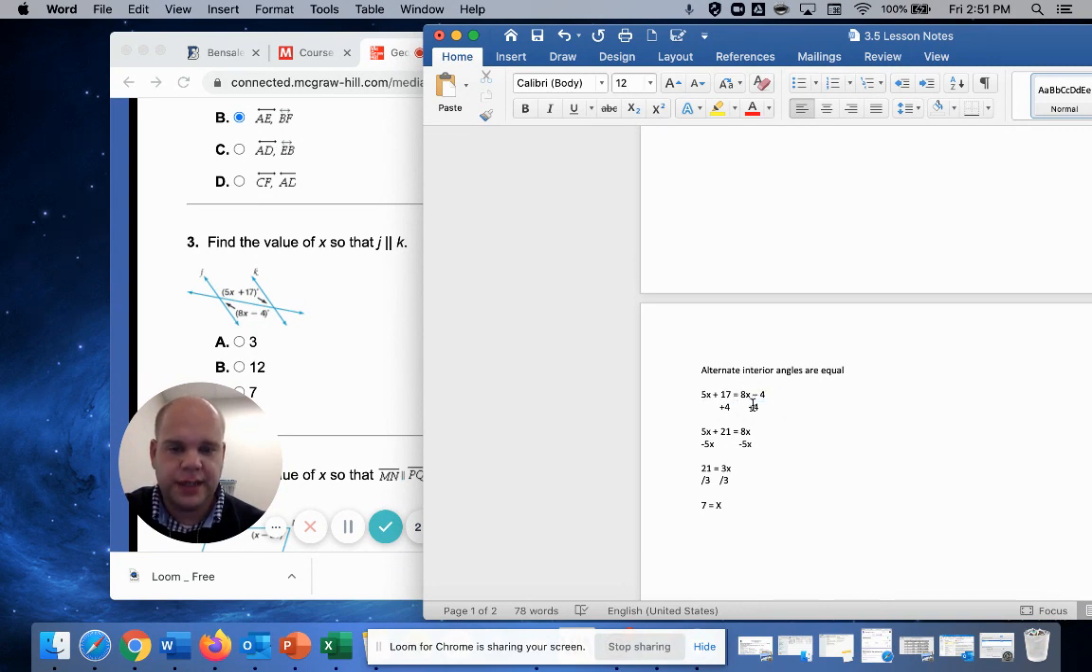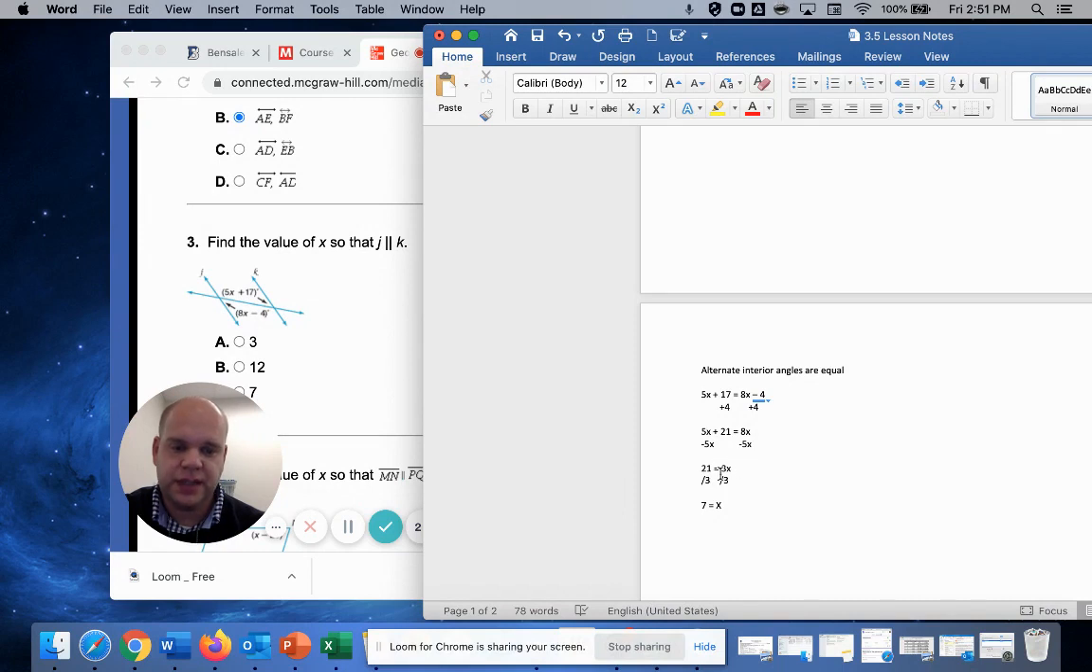Add 4 to both sides. You're going to 5x plus 17, add 4 to that, you're going to get 5x plus 21. 8x minus 4, add 4 to that, you're going to get just 8x. The negative 4 and the positive 4 cancel out. Then subtract 5x from both sides. 5x minus 5x equals nothing, so 21 just comes down. 8x minus 5x equals 3x, so you've got 21 equals 3x.